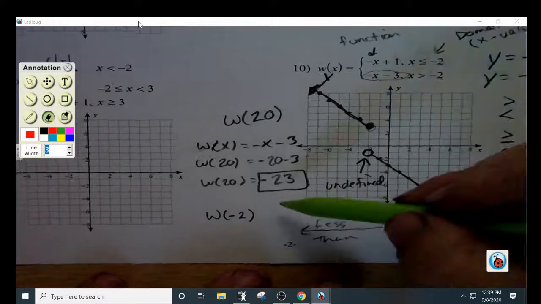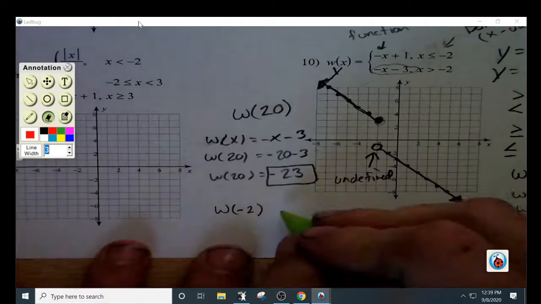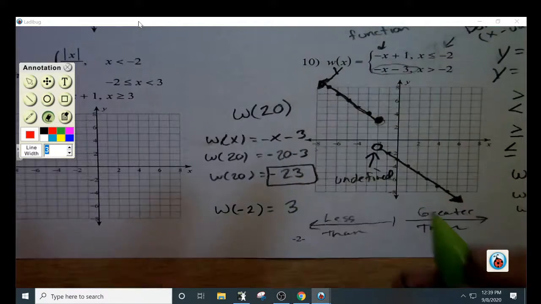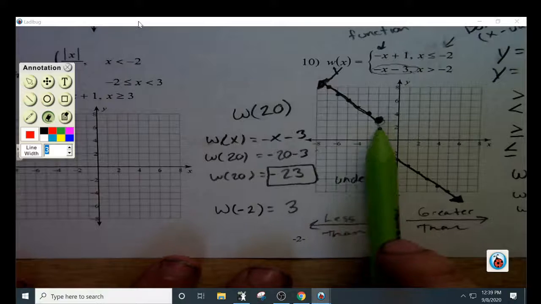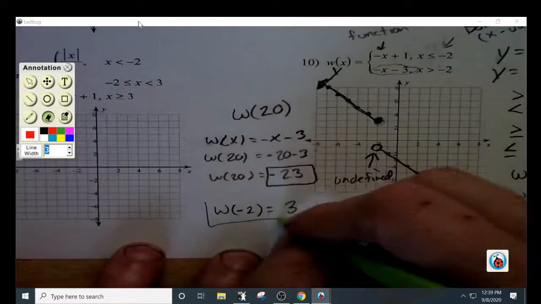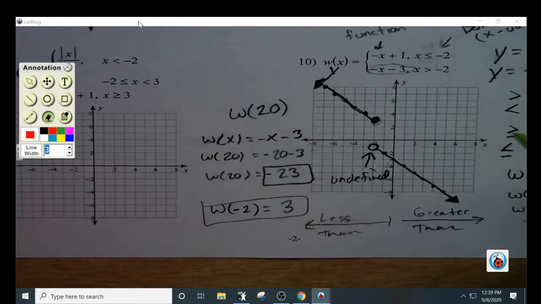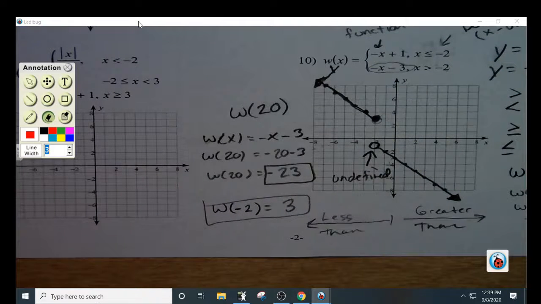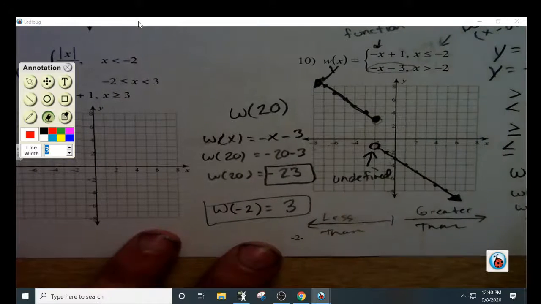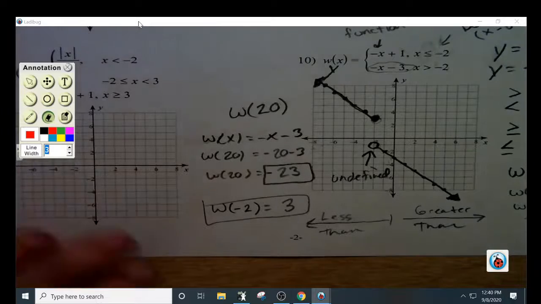So guys, when x is -2, y is what? 3. Because guys, what's this coordinate point right here? -2 what? -2, 3. That's why. So guys, basically, you can't choose the undefined number. This number is undefined. All right. Okay.